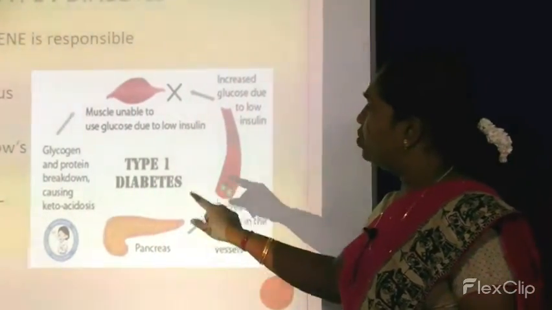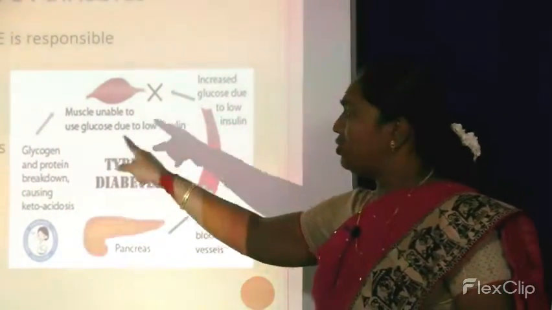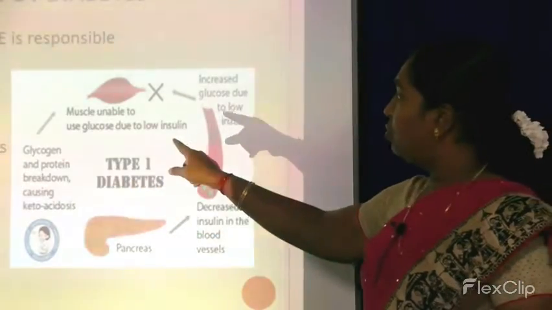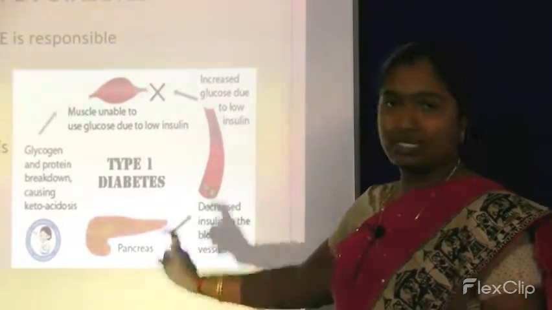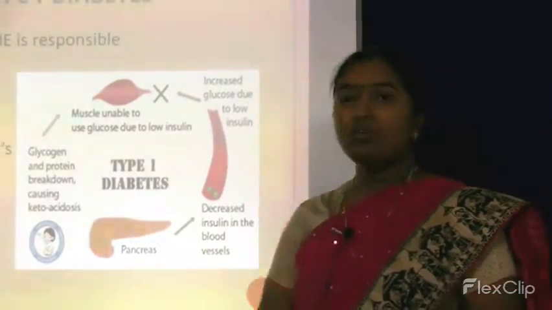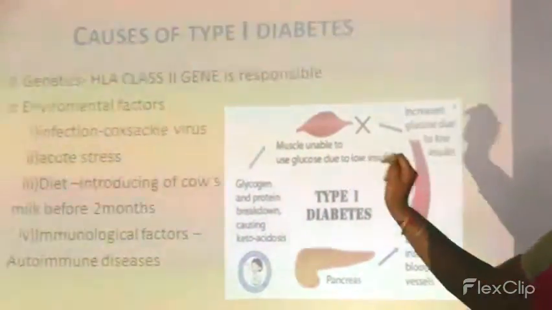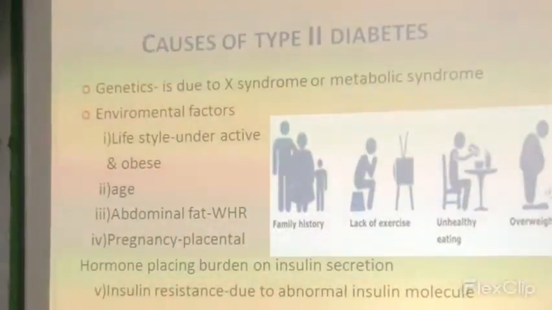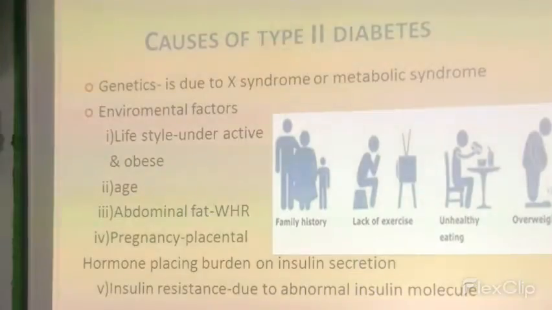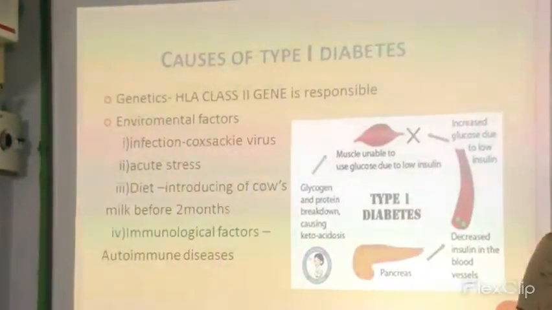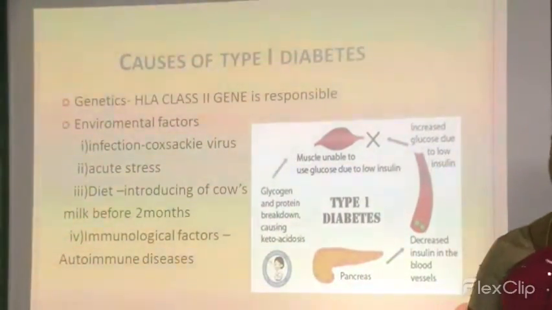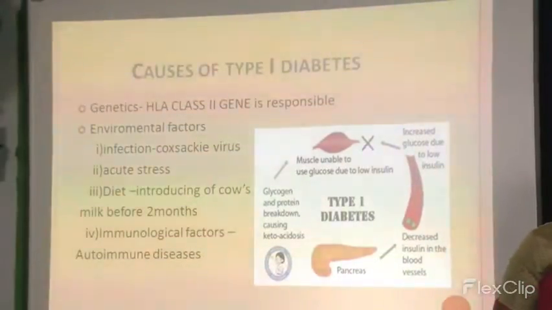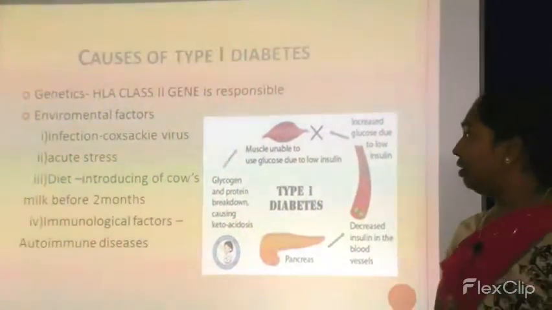This is type 1. Moreover, ketoacidosis takes place. Glucose, glycogen and protein breakdown causes ketoacidosis. Coming to the environmental factors, one is infection by a virus, the Coxsackie virus, and the next is acute stress. Acute stress is any physical injury and stress upon the patient.